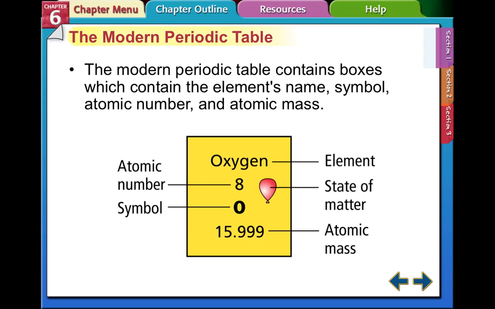So now we're going to talk about the modern periodic table. This is where this should be reviewed. So the modern periodic table contains boxes that have the element's name, the symbol, the atomic number, which remember equals the number of protons, and the atomic mass, which is protons and neutrons. And the one in your book is really nice because it gives you the state of matter. Is it a solid, liquid, or a gas?